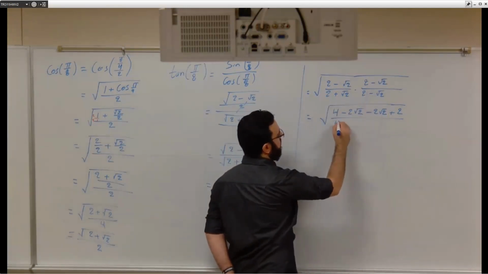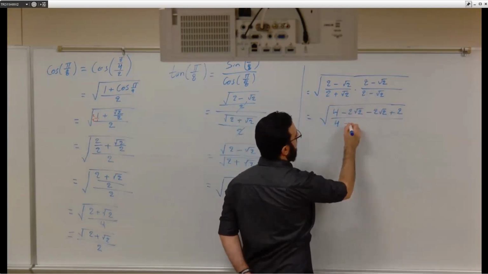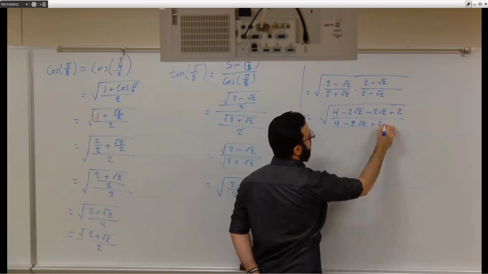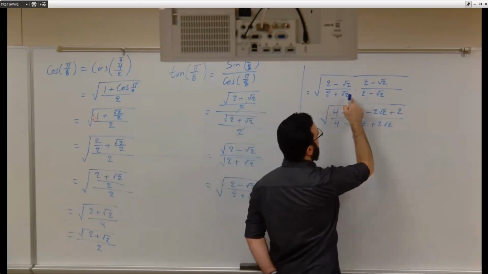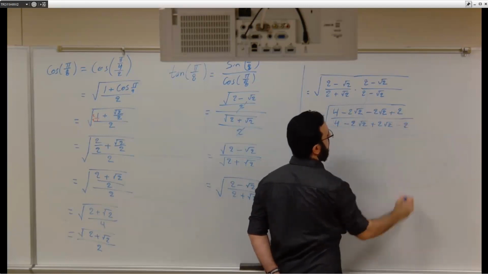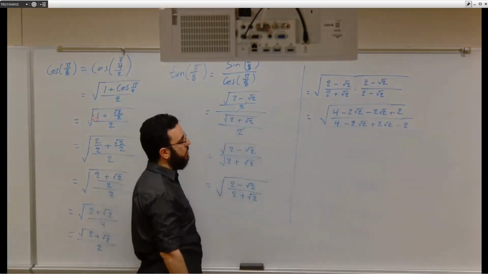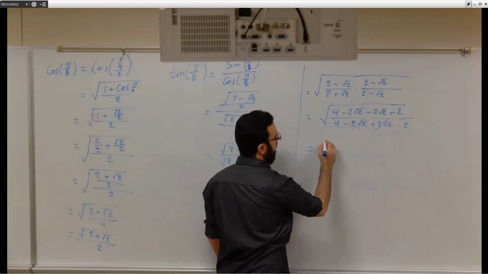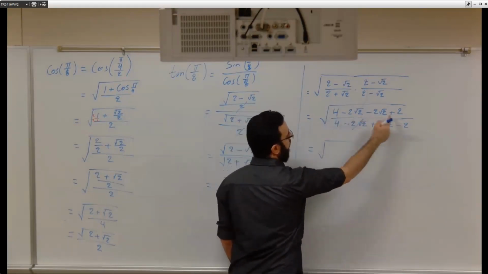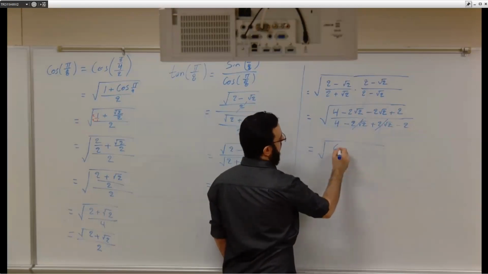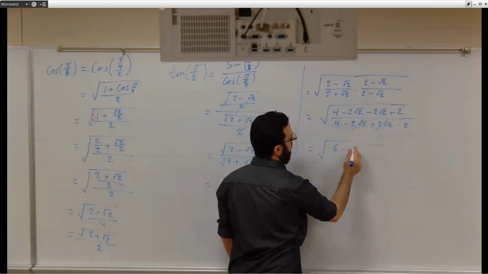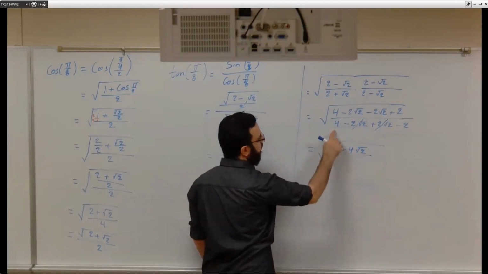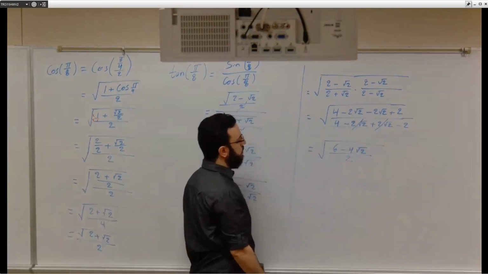2 times 2, 2 times... plus minus 2 square root of 2 plus 2 square root of 2, and then minus 2. Just multiplication. These are cancelled. Be careful, you can't cancel it here. Square root of 4 plus 2 minus, combine these. So 4 square root of 2, and everything divided by 4 minus 2, going to be 2.